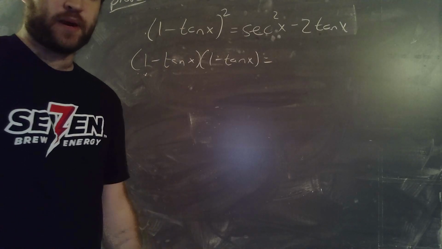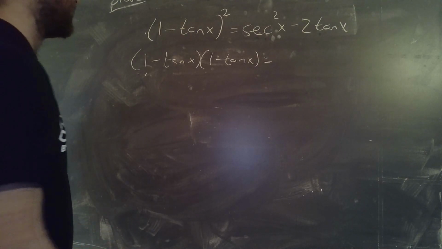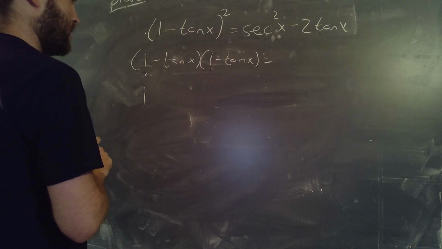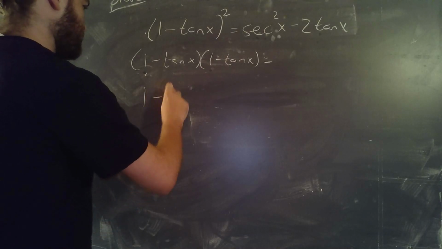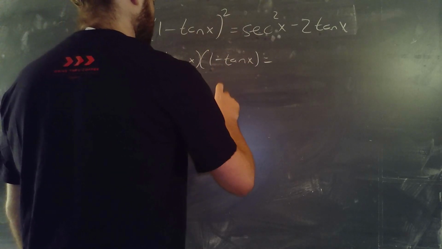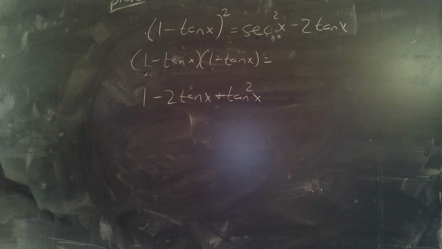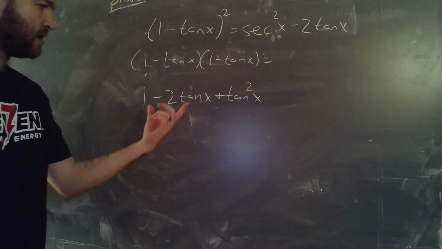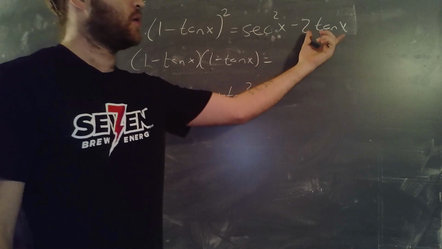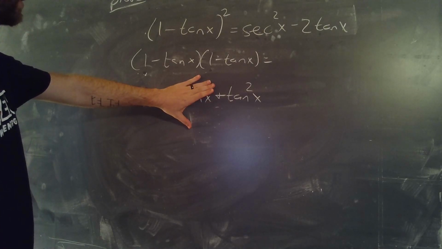Notice that this is a binomial term times a binomial term, and so we can FOIL this out like we would in college algebra. First, it'll give us 1, then the product of 1 and the tangents, which is minus 2 tangent of x, and then the product of tangents, which is plus tangent squared of x. What you'll notice almost immediately is that this term, minus 2 tangent of x, is something that we were supposed to get in our final output. So we're probably not going to do anything with this.